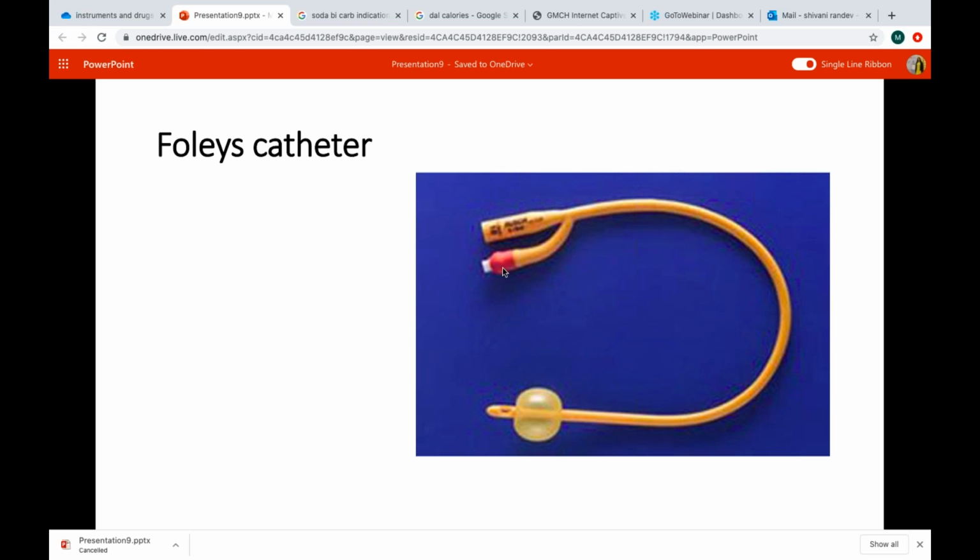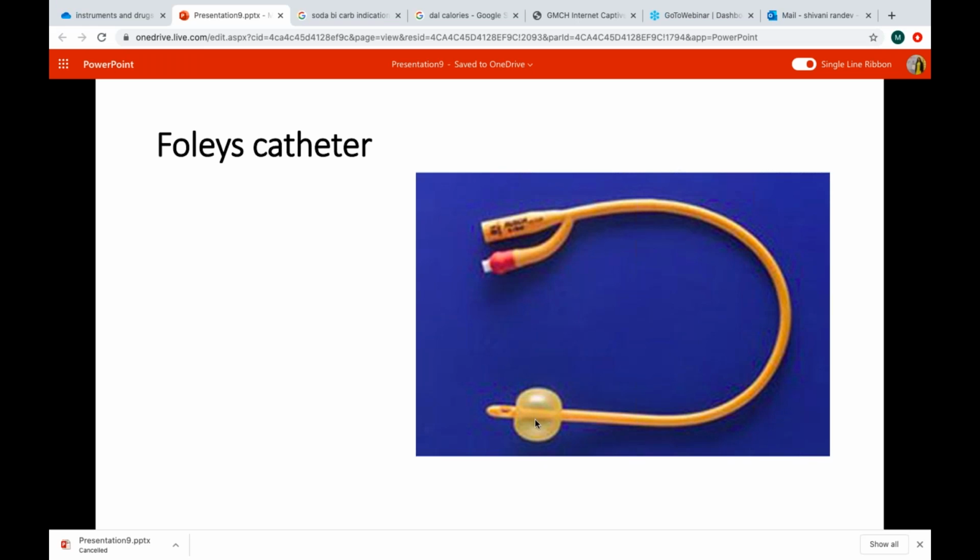So you can inject normal saline or water depending upon whatever quantity is mentioned here. So that quantity will be mentioned. You take that much normal saline in a syringe and you push it through here, and this balloon will get inflated inside. You have to make sure that this tip should be inside the bladder before you inflate it. So you will push it through the urethral meatus to completely inside the bladder.